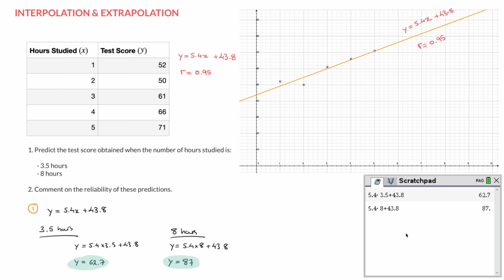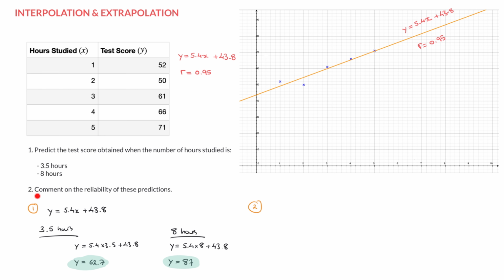There we go. Okay, now that we've gotten that out of the way, here comes the important part. In question 2, we need to comment on the reliability of these predictions. Now here's what we need to know and understand about interpolation and extrapolation. Looking at our XY grid here and the regression line, as well as the points that I've plotted here, let me draw your attention towards the first point we encounter as we go from left to right. So that would be this point here, as well as the last point we come across again as we go from left to right. So that would be this point right here.